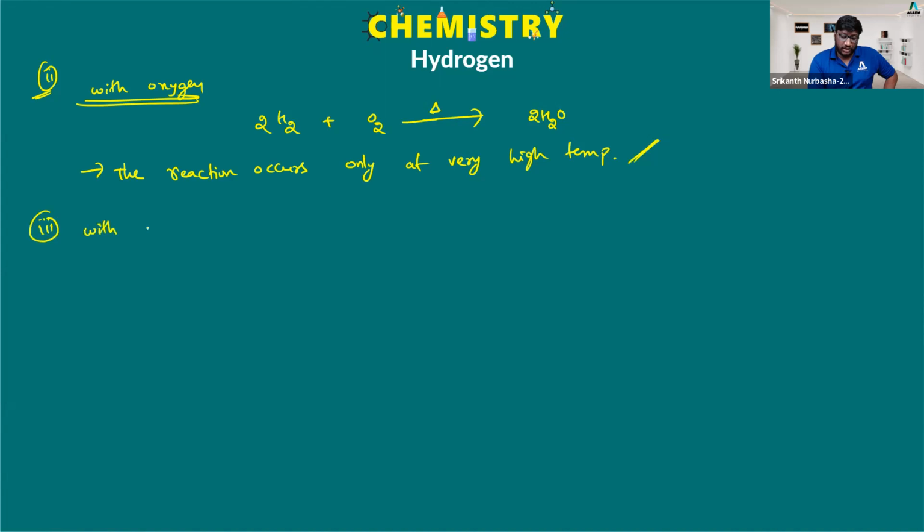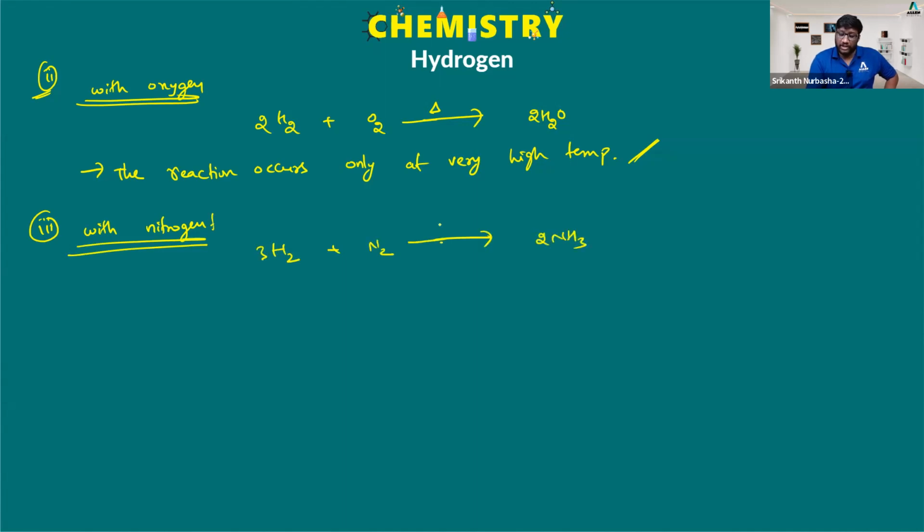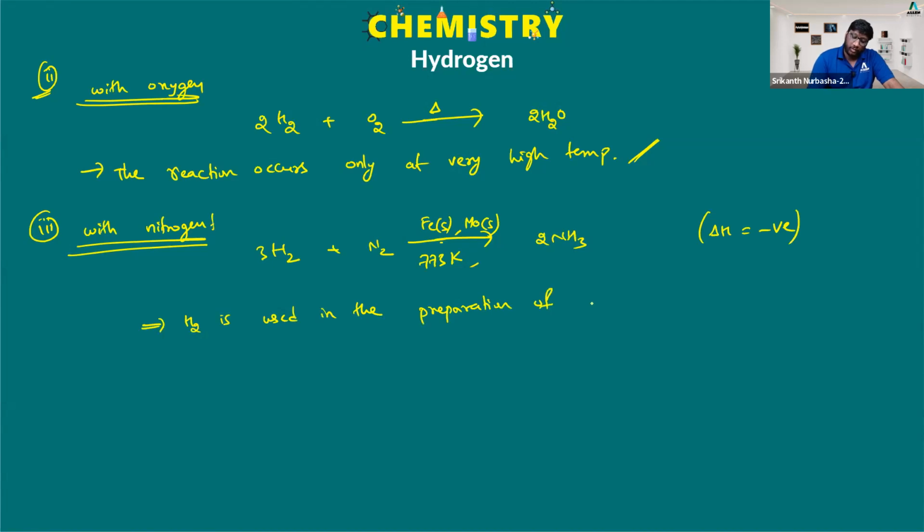With nitrogen, can we think of a reaction? N2 plus 3H2 will form 2NH3. The reaction is maintained in the presence of iron as a catalyst, molybdenum as a promoter, and at high temperature. Generally, low temperature has to be maintained, but for the optimum yield, we maintain high temperature so that collisions between the two reactant molecules happen greatly. That is, H2 is used in the preparation of ammonia.